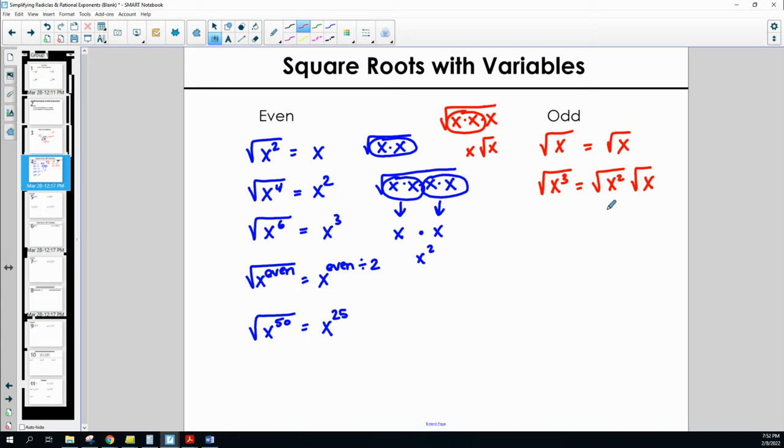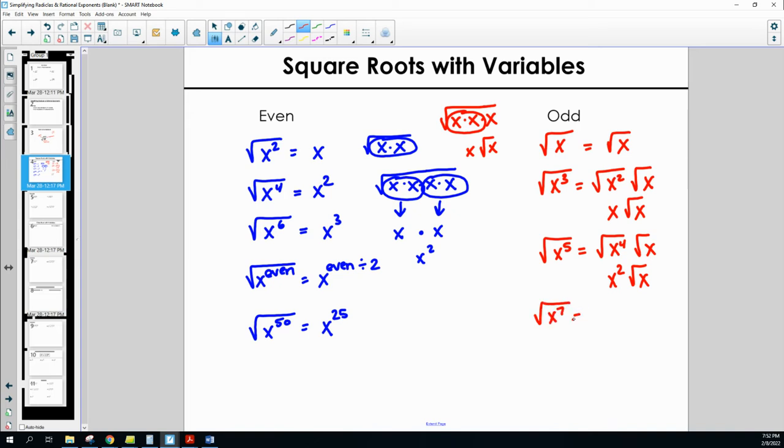So we can divide 2 by 2 to get x, and then we have square root x. So square root of x to the fifth, again, we can write 5 x's out and circle our pairs, or we can break this into x to the fourth and x. Square root of x to the fourth is going to be x squared, with a square root of x left over. So when we have an odd exponent, we're always going to have a square root of x that's left over in our answer. So let's try one more.